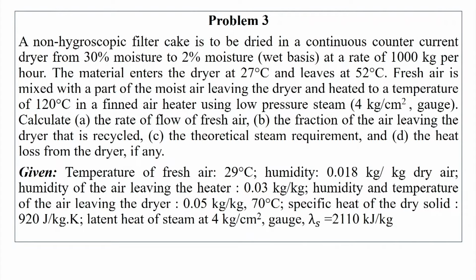The data given to solve this problem are: temperature of the fresh air is 29 degrees Celsius with humidity 0.018 kg per kg dry air; humidity of the air leaving the heater is 0.03 kg per kg dry air; humidity and temperature of the air leaving the dryer are 0.05 kg per kg dry air and 70 degrees Celsius. Specific heat of the dry solid is 920 joule per kg Kelvin, and latent heat of the steam at 4 kg per centimeter square gauge pressure is 2110 kilojoule per kg.